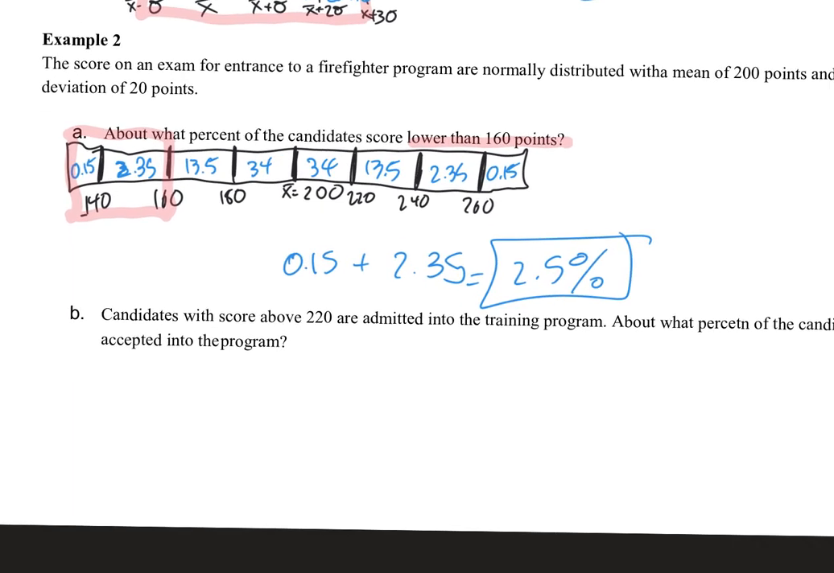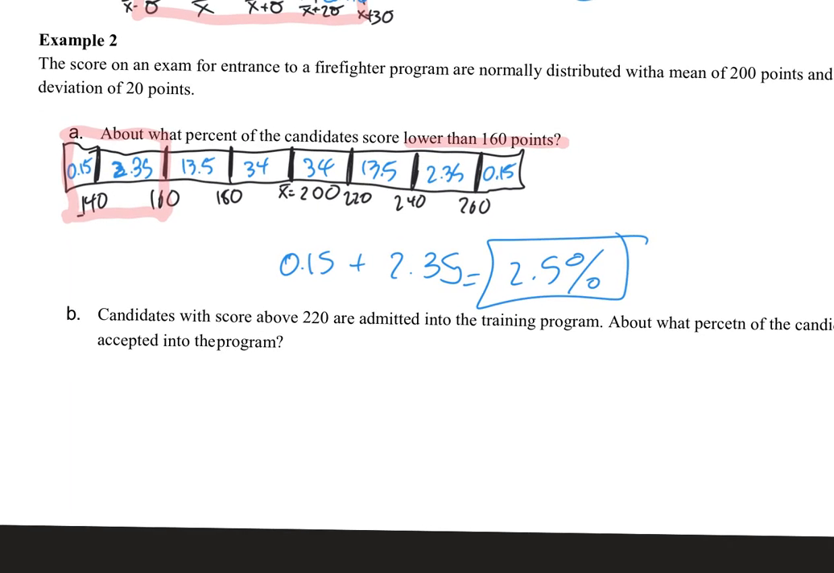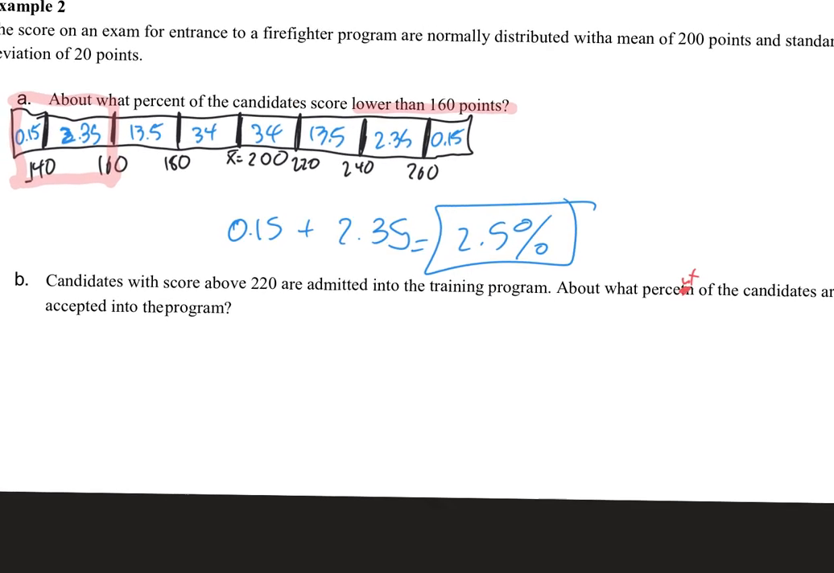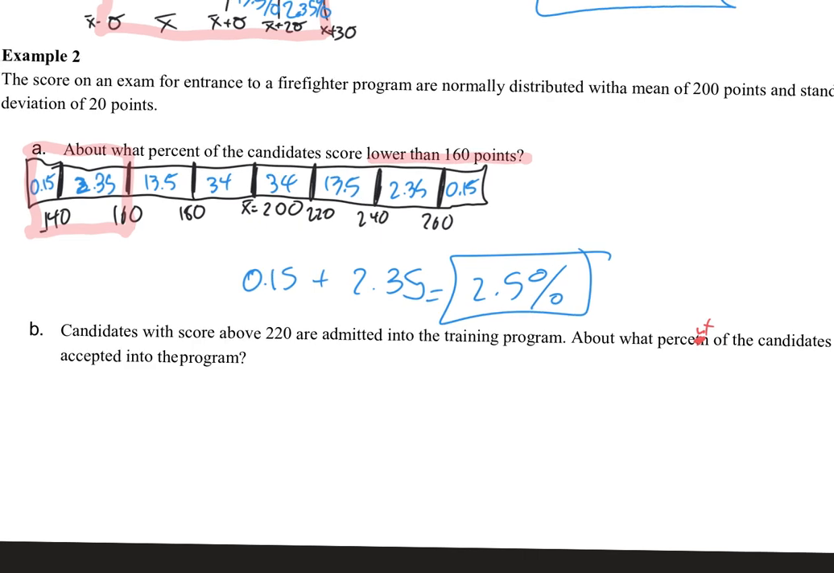All right, what about this next question? This one is going to use the same data table. It says candidates with scores above 220 are admitted into the training program. About what percent of the candidates are accepted into the program? That's obviously a typo. Okay, so how many scored above 220? Well, that's this group right here.